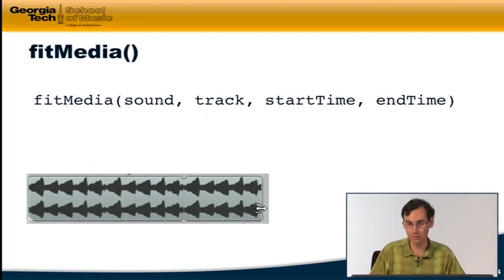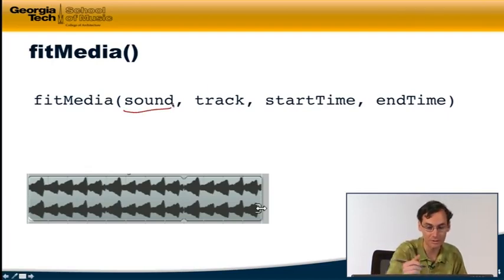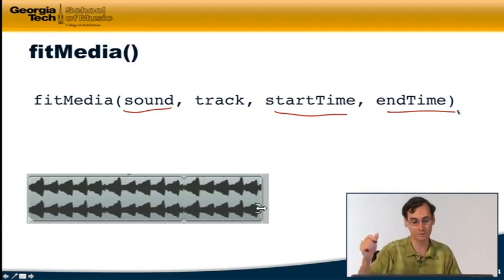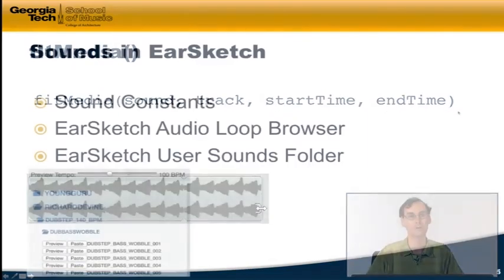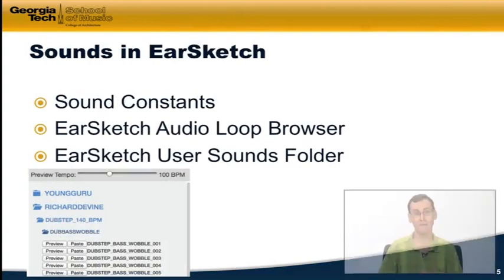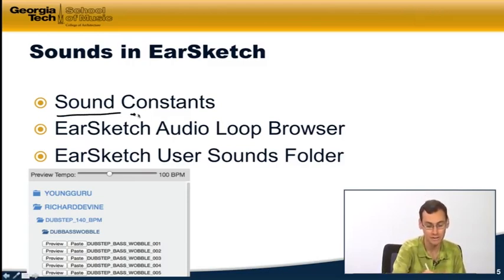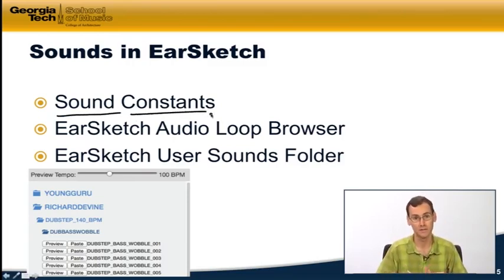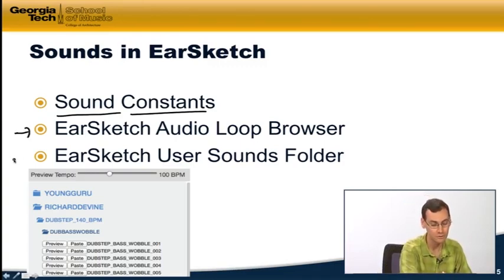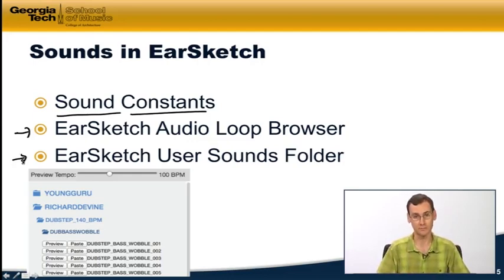So that's pretty easy. What we really need to talk about now is sound and how to specify our times in EarSketch. So let's talk about this first question of how to get sounds into EarSketch. As we saw in our first EarSketch script, every sound from the EarSketch sound library is referenced by a sound constant. So what I want to show you now is how to find those sound constants and use them in your code through the EarSketch audio loop browser. And then I'll also show you how to bring your own sounds into EarSketch if you want to use ones that aren't part of the EarSketch sound library.